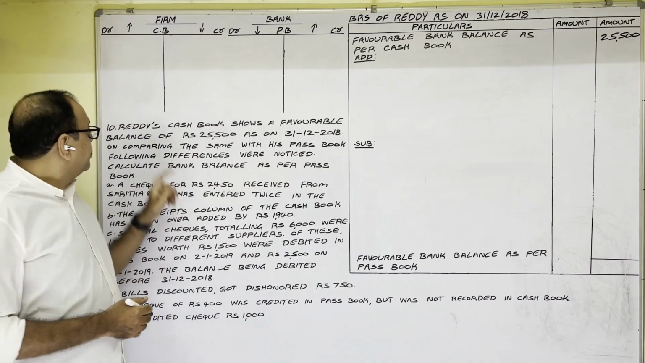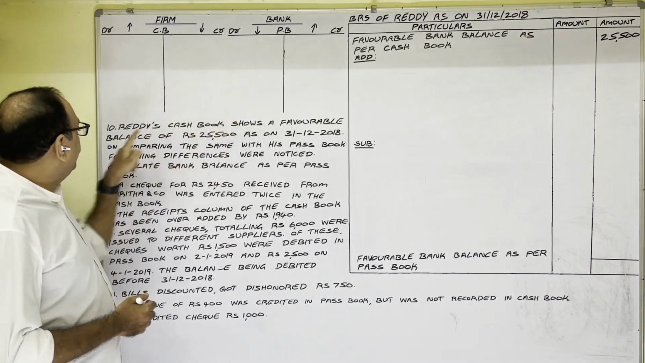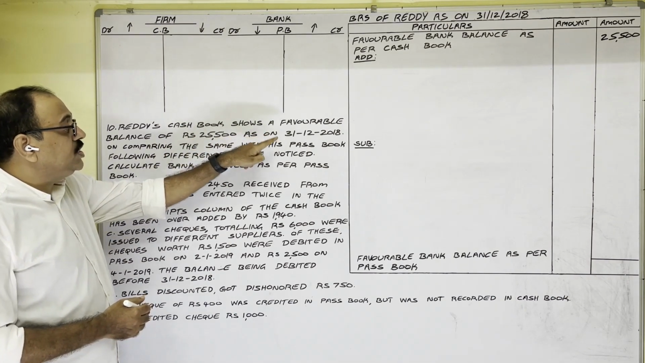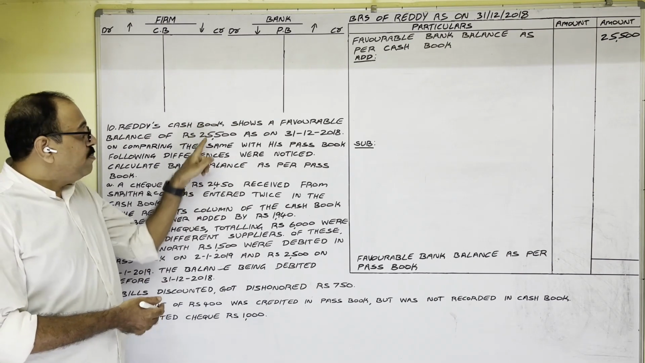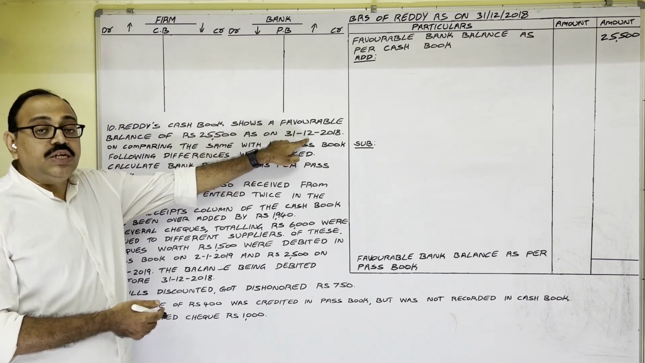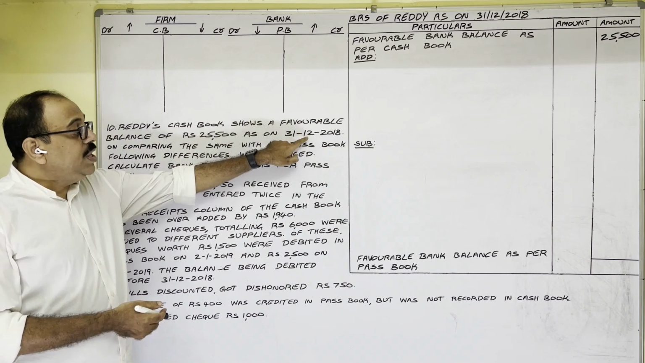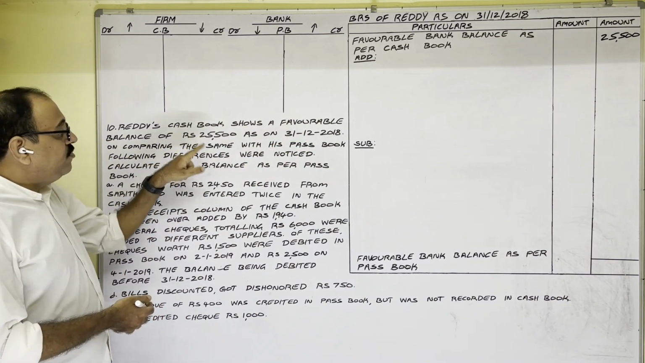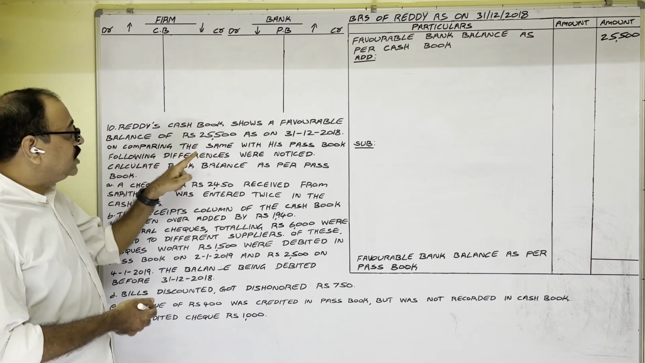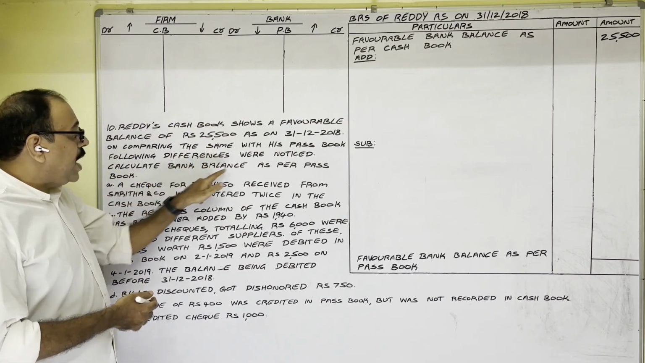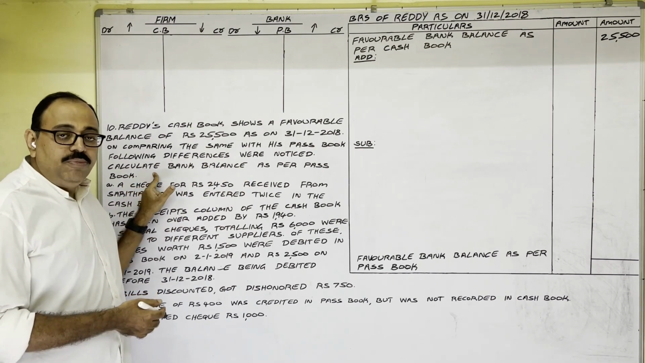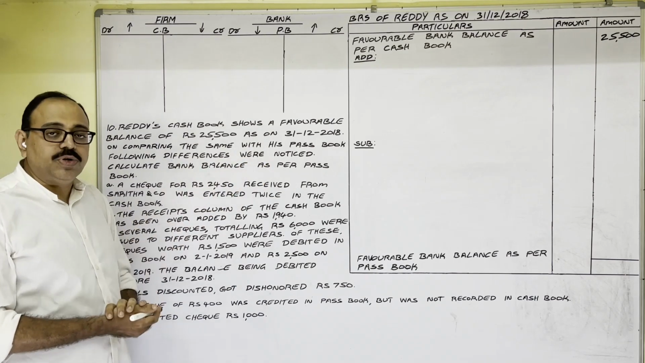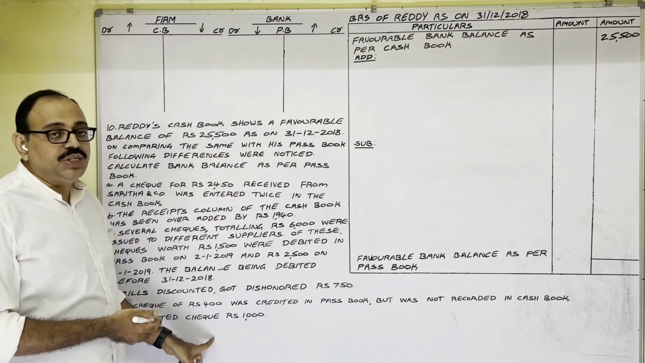The question is on the board. Reddy's cash book shows a favorable balance of 25,500 rupees as on 31st December 2018. So the balance is given as on 31st December 2018, therefore we have to prepare the BRS on this date. On comparing the same with his passbook, the following differences were noticed. Calculate the bank balance as per passbook. This means we have to prepare a BRS to calculate the bank balance as per passbook. Reasons for the difference are given in the question.